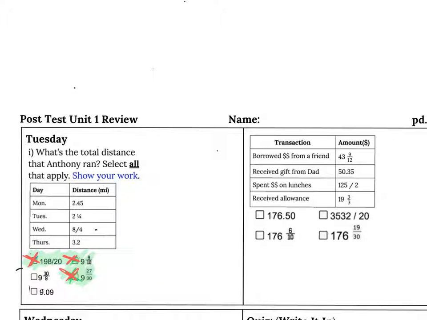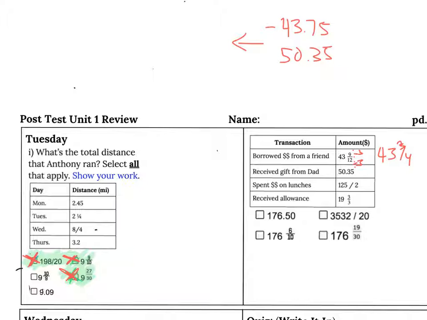All right, so question 2, we have a transaction, and we want to know what is the overall total transaction, okay? So 43 and 9/12 is going to simplify to 43, divide by a common factor of 3, and you're going to get 43 and 3/4. Now 43 and 3/4, I'm just going to write that up to the top. That's 43.75. Now if you borrow money, that's money that is negative because it's going to get taken away from you. You receive money from your dad. That's $50.35.